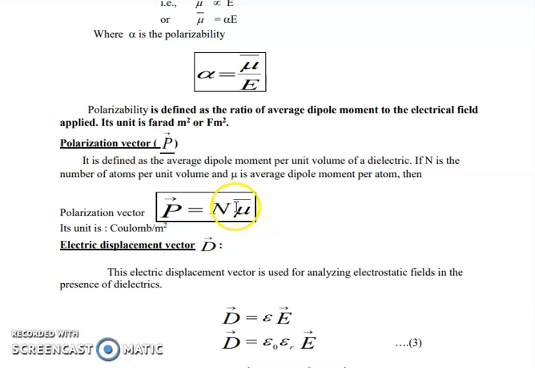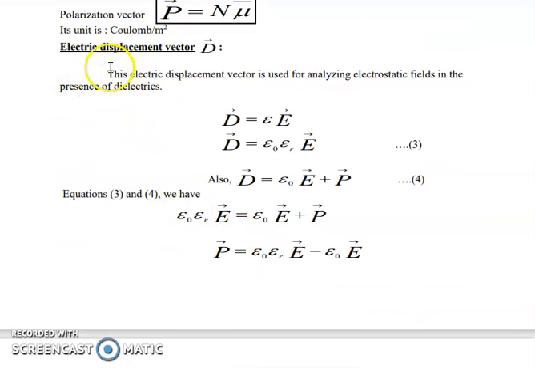The unit of mu is going to be coulomb meter. The unit of number of atoms per unit volume is 1 by meter cube. So coulomb meter by meter cube will give us coulomb by meter square. Next definition is electric displacement vector, given by the symbol D. This electric displacement vector is used for analyzing electrostatic fields in the presence of dielectrics.